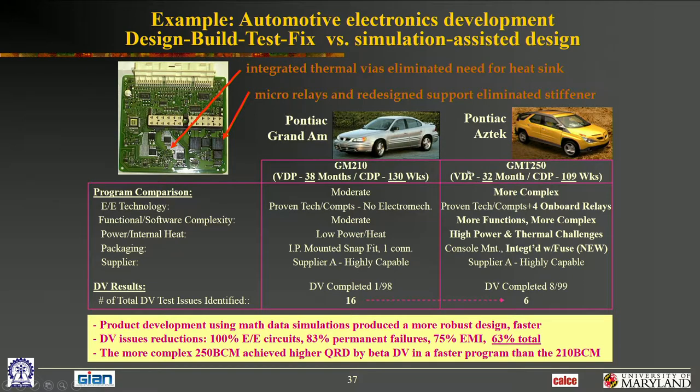So this is the vehicle development program. This is the component development program for this one. So they were able to cut down the component development program from 130 weeks to 109 weeks. So that's a 21-week saving. That's huge in the automotive world. This is their estimate of how much time they save by using a proactive physics of failure-based design. So it helps. It pays off, definitely.